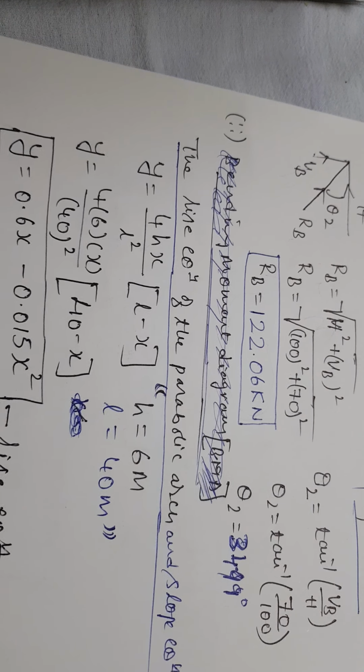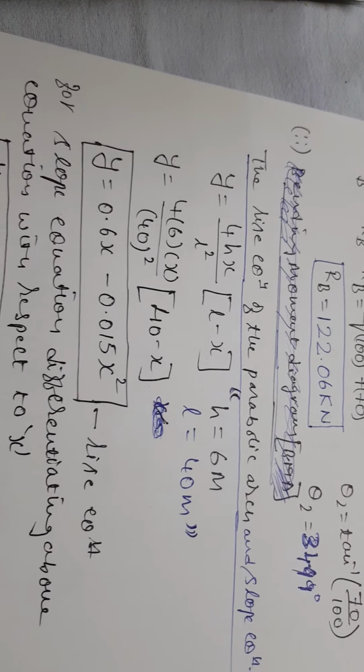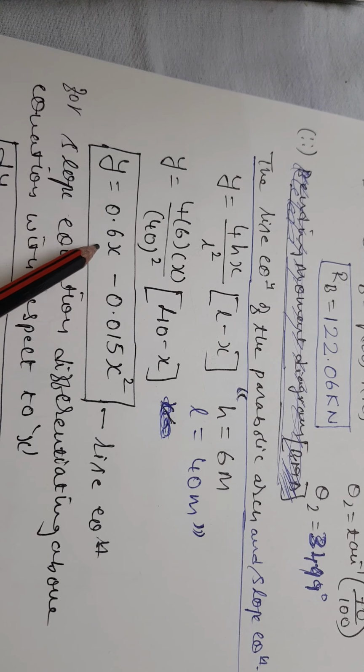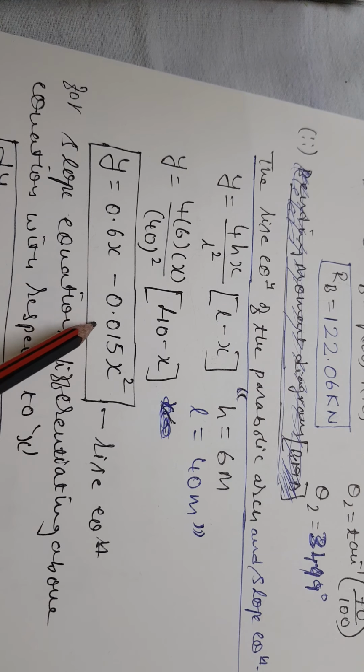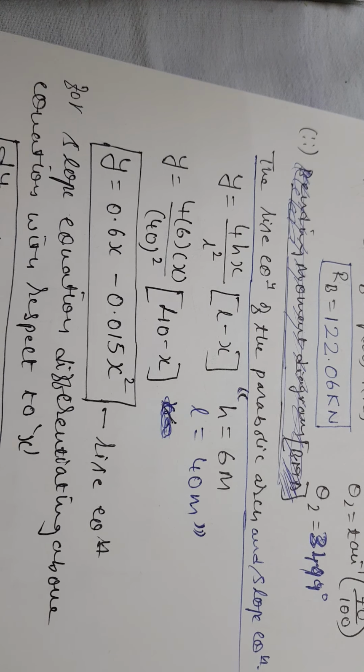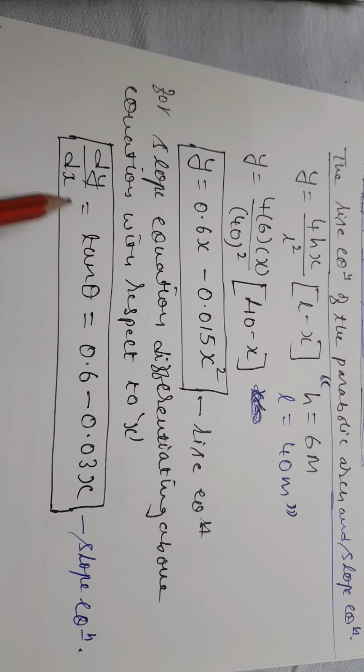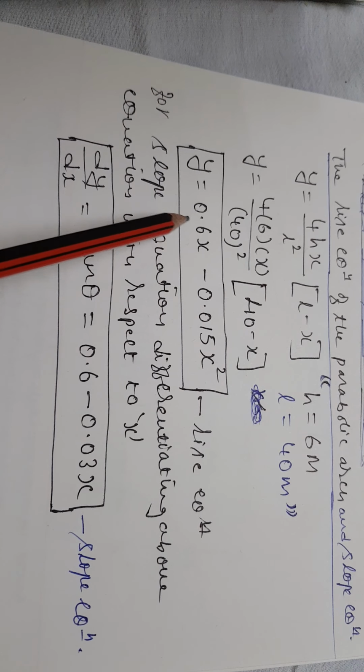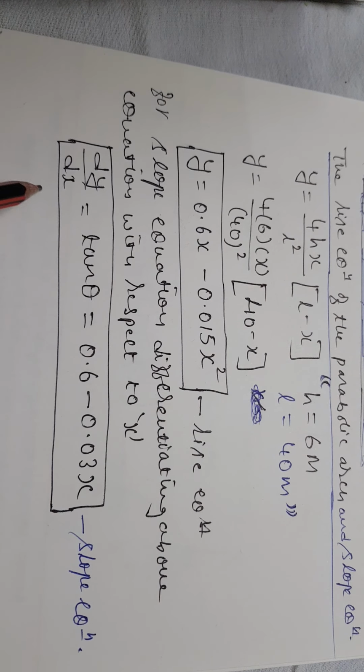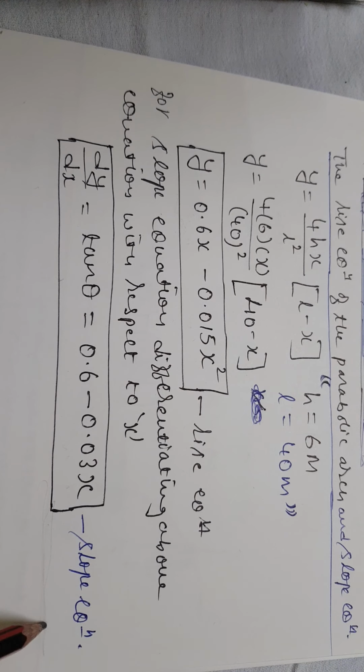If you substitute that, you will get the equation y equal to 0.6x minus 0.015 x square. This is called the rise equation. If you differentiate this with respect to x, you will get the slope equation. dy by dx, which is tan theta, will be equal to 0.6 minus 0.03x. We call this the slope equation.